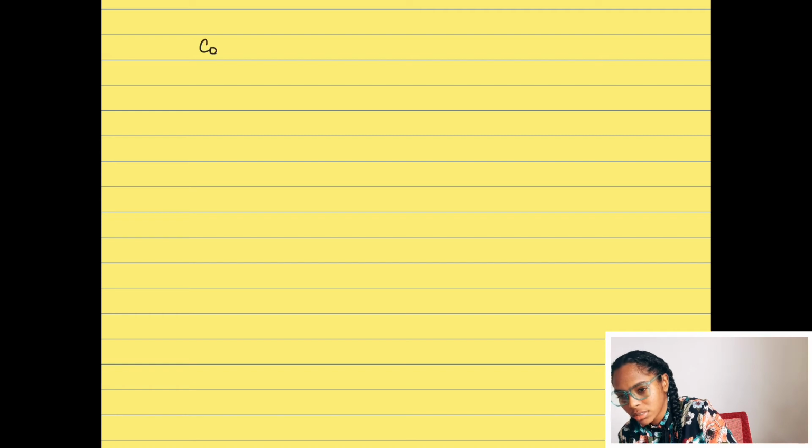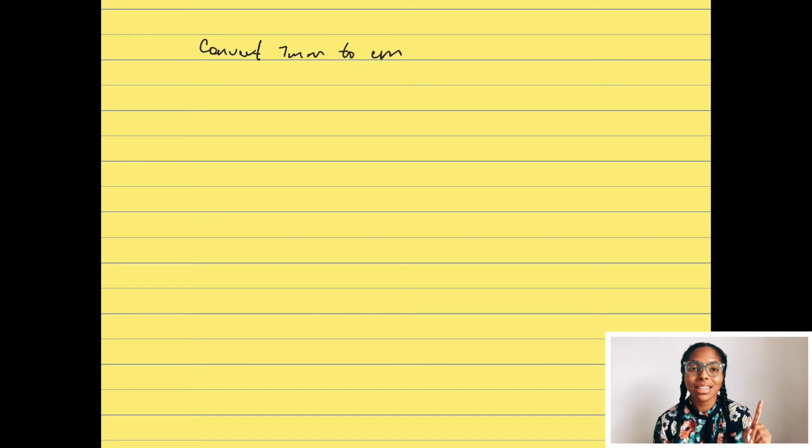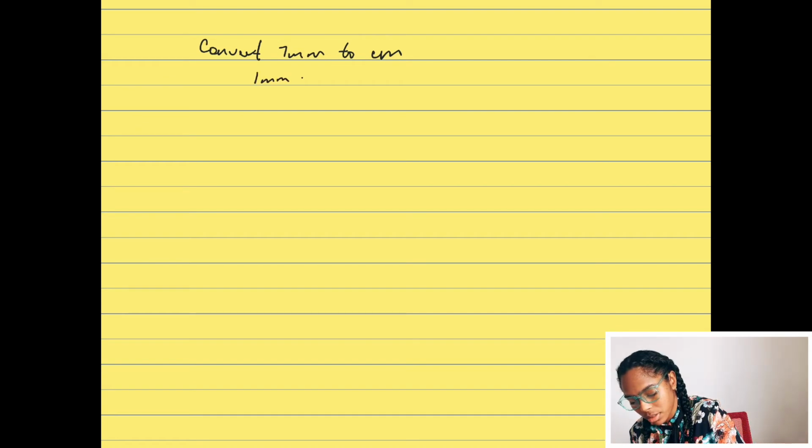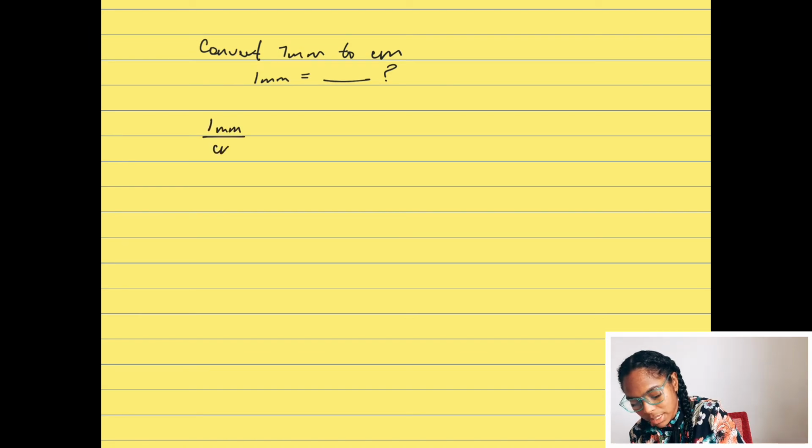Now, let's work out the same question, but rather than using fractions, using decimals. Convert 7 millimeters to centimeters. Again, this can be thought of as saying, how many centimeters are there in 7 millimeters? So we're going to take for 1 first and then we'll find for 7. 1 millimeter is equal to how many centimeters? And as I said, we think of it as division. So we're trying to find 1 millimeter divided by centimeters.